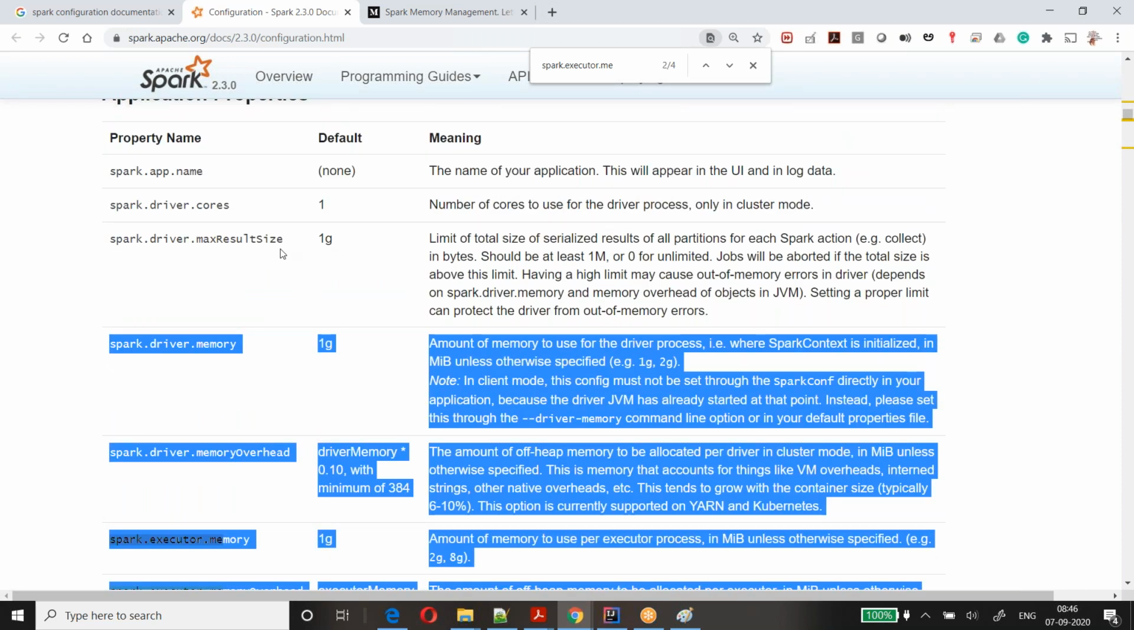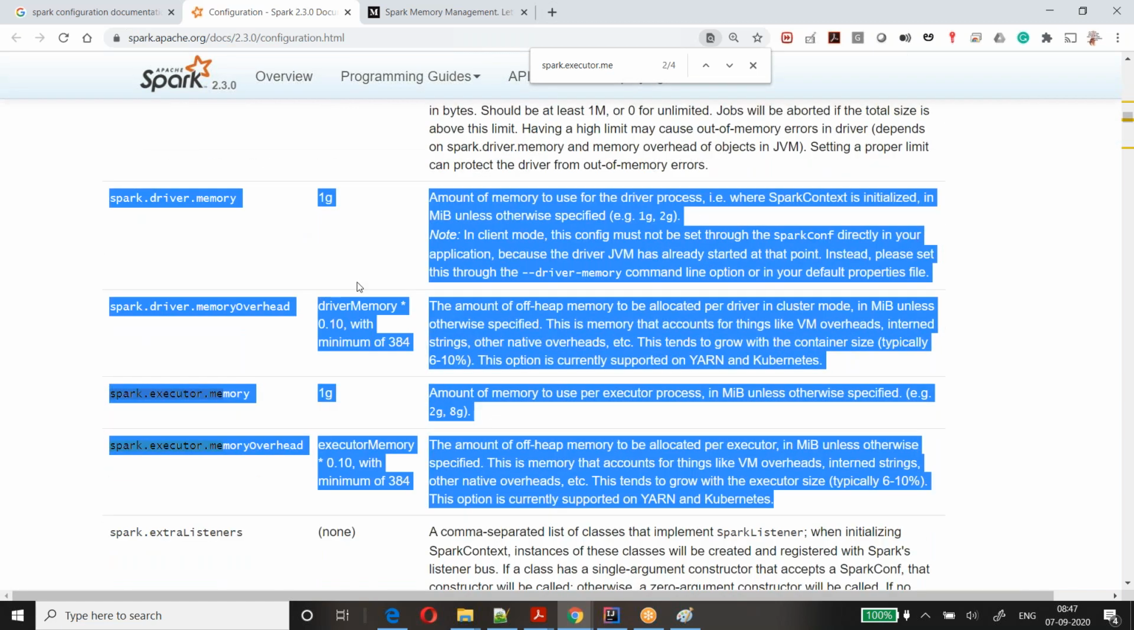There are other parameters also. We'll talk about driver core. By default, it takes 1 core. Suppose your driver program is running in the client machine, it requires 1 core. Suppose your driver program is running on the cluster, it requires 1 core. Try to look at these 4 parameters.